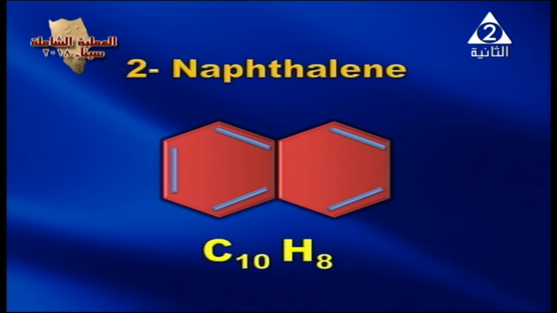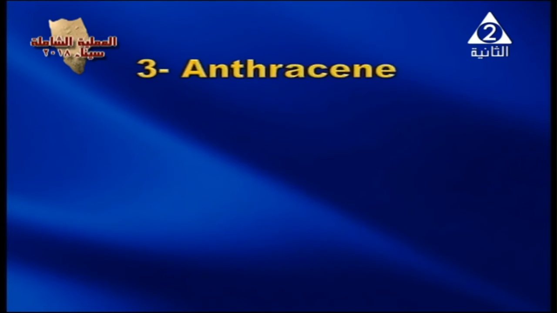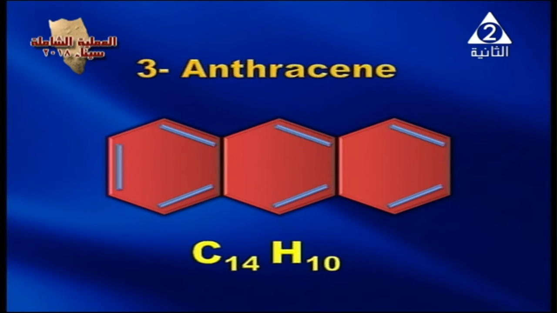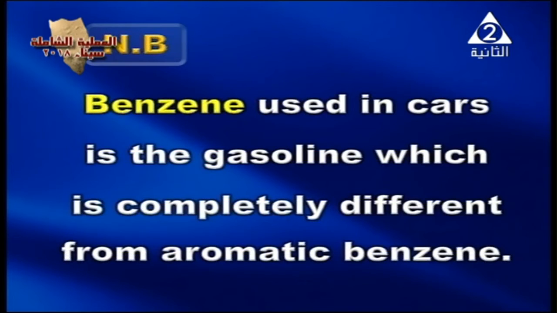Naphthalene, here as shown on the screen, has 2 fused rings, and the molecular formula of naphthalene is C10H8. Anthracene, the third molecule here, as shown on the screen, has 3 fused rings of aromatic compounds, where the double bonds and single bonds are alternated in these 3 rings, forming molecular formula C14H10. My dear student, notice that the benzene used in cars is gasoline, which is completely different from the aromatic benzene.